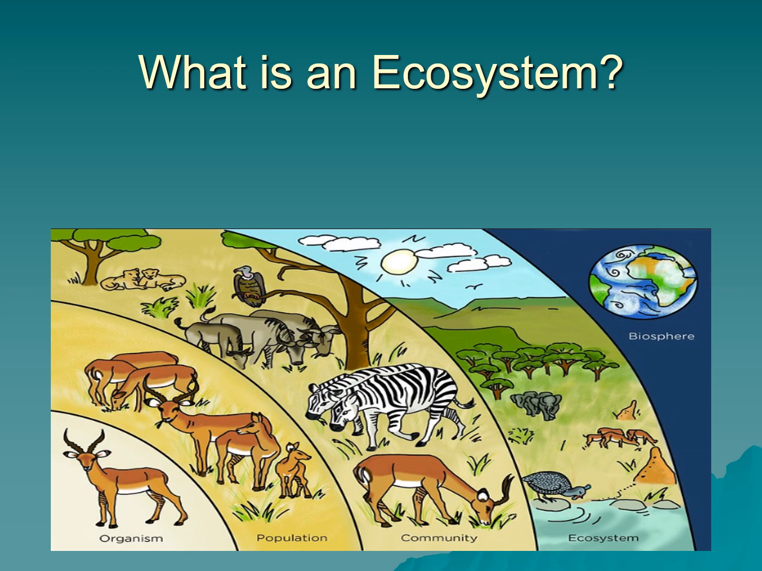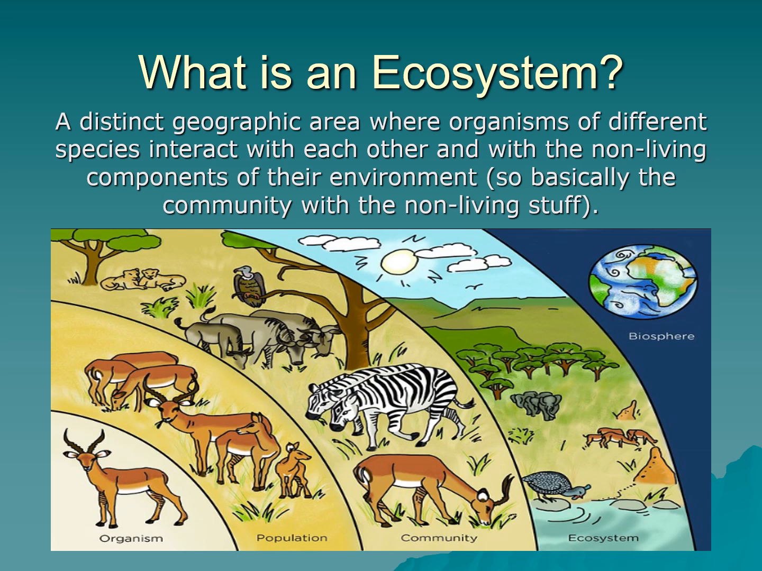All right, what is an ecosystem then? Well, an ecosystem is a distinct geographic area where organisms of different species interact with each other and with the non-living components of their environment. Okay, so basically it's the community plus all the non-living stuff. So an ecosystem will include the air, the soil, the water, anything that's not living. Okay, the sun, amount of sunlight. All right, that's what the ecosystem includes.